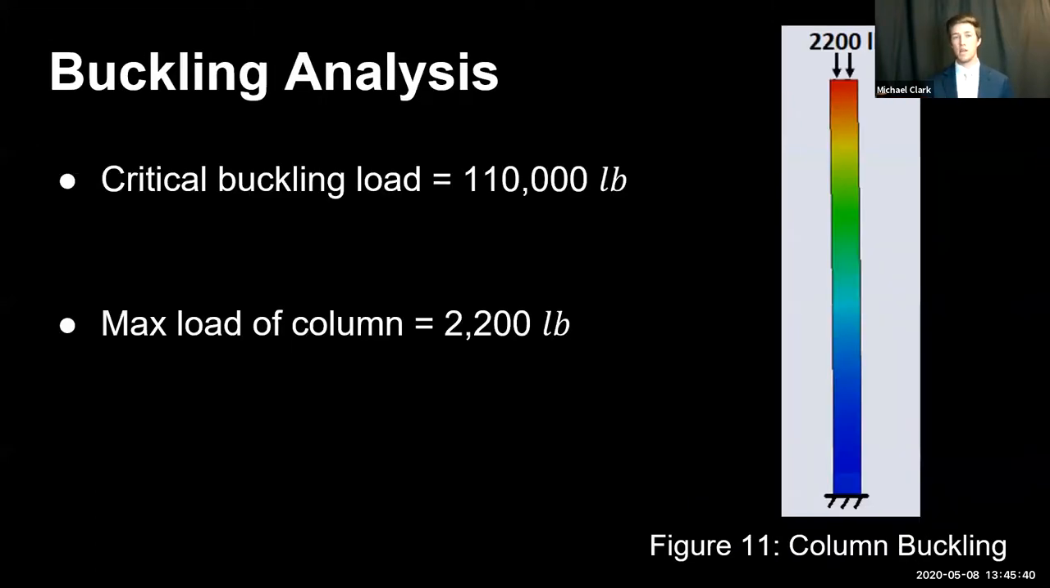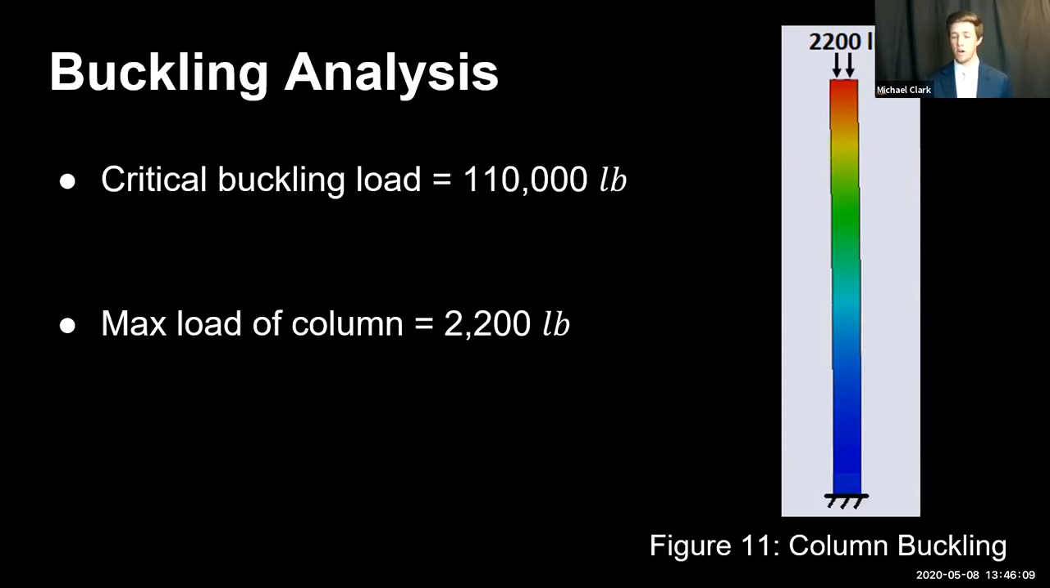Next, looking at that same column, we look at buckling. To determine what a critical buckling load for this column is, we look at an equation that comes from our statics textbooks, and it really incorporates the material properties, such as modulus of elasticity, as well as the geometry of the column, which would be the length of the column or the width of the column, to see how much force it takes before that column is going to fail due to buckling. And that force was determined to be 110,000 pounds.